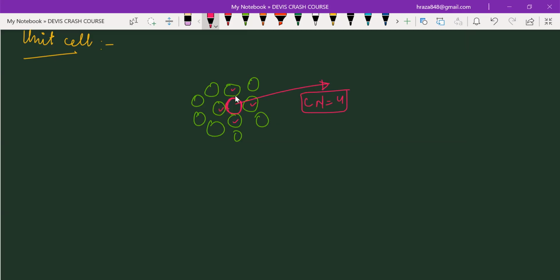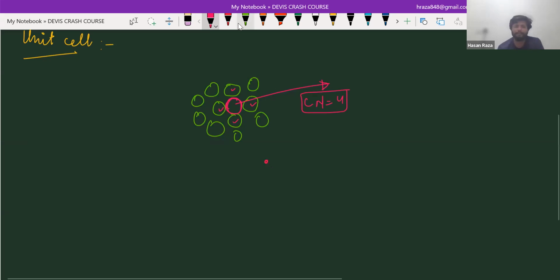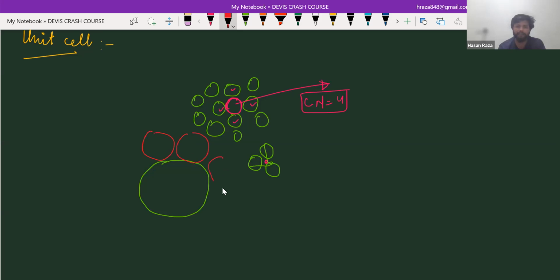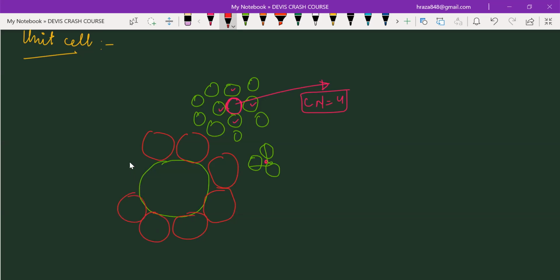So this is the coordination number, and it generally depends upon the size. If you have very small atoms or balls, they will be connected with very few atoms that are directly contacting each other. But if you have large atoms or balls, a large number of atoms will be touching each other, right? So basically, the coordination number depends upon size.